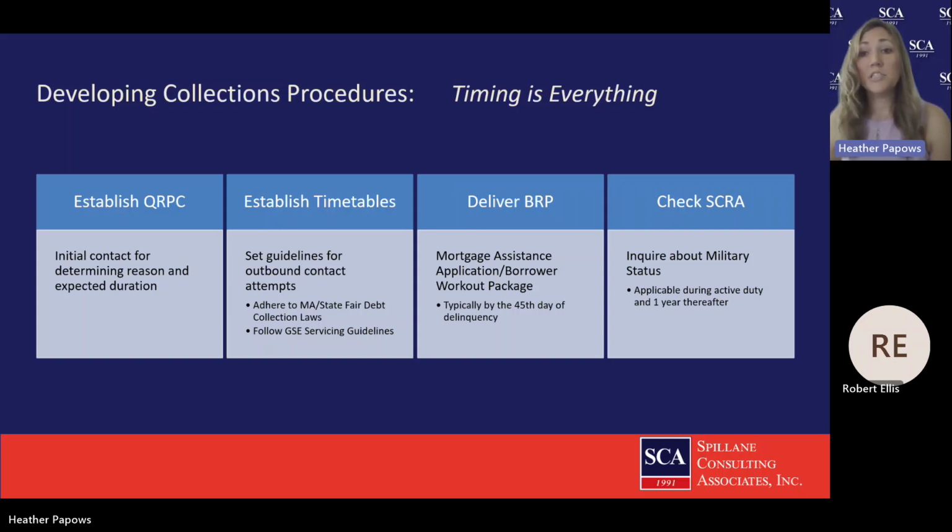It's important also to deliver the mortgage assistance application to your borrowers. This is a helpful tool for you to collect more detailed information as it relates to their financial situation, to again help determine eligibility for workout options. Typically, your investors are requiring this to be mailed out by the 45th day of delinquency, and it's typically common practice to apply the same logic for portfolio loans.